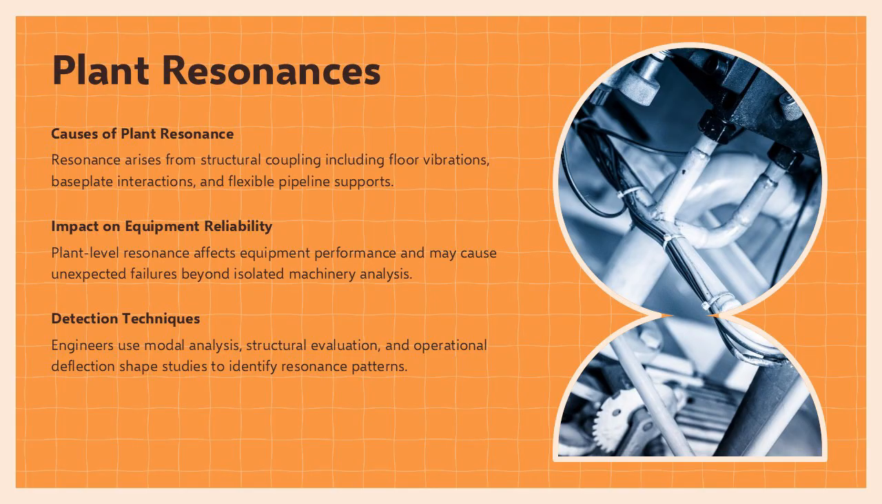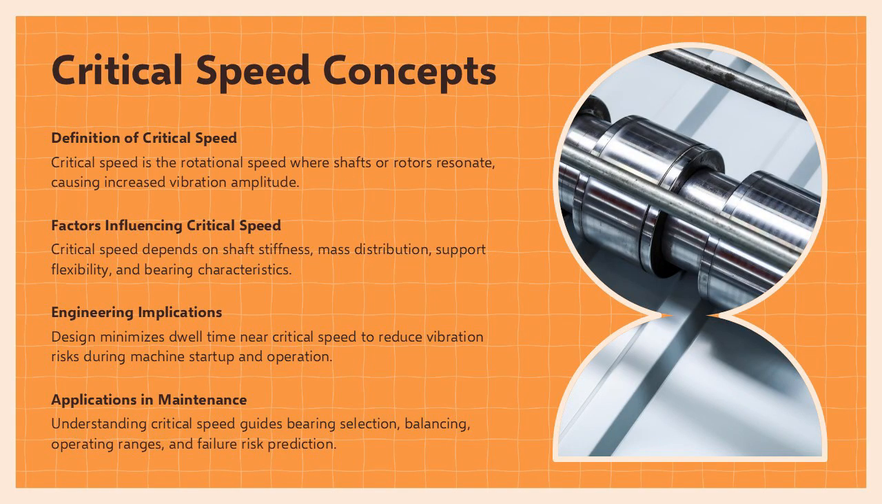characterize plant-wide resonance behaviors. Critical speed refers to the rotational speed at which rotating equipment, such as shafts or rotors, naturally resonates. When machinery passes through or operates near its critical speed, vibration amplitudes rise sharply, posing safety, reliability, and operational challenges. This slide provides a conceptual overview of how critical speed arises, relating it to shaft stiffness, mass distribution, support flexibility, and bearing characteristics.